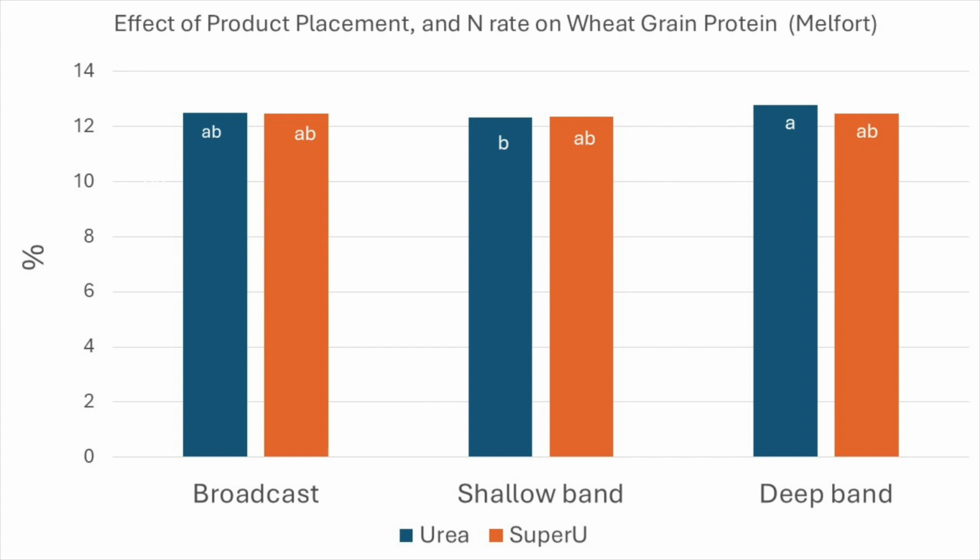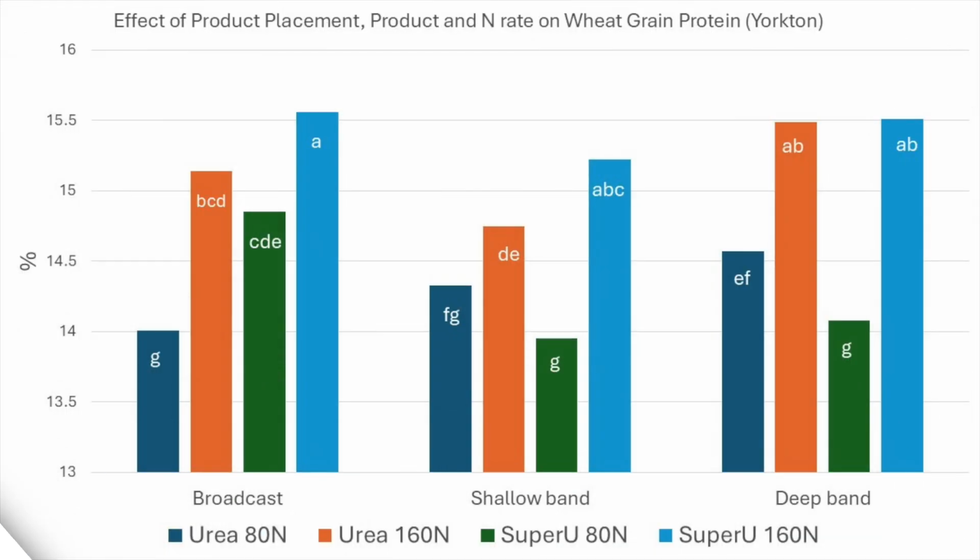But let's move on to Yorkton, where we did see some benefit from using Super U for broadcast and shallow banded applications. At Yorkton, there was a significant three-way interaction between product placement, product, and nitrogen rate. So now we have to look at all individual treatment means. Watch my scale here. It only runs from 13 to 16% protein. I don't want you to think the protein differences are super large.